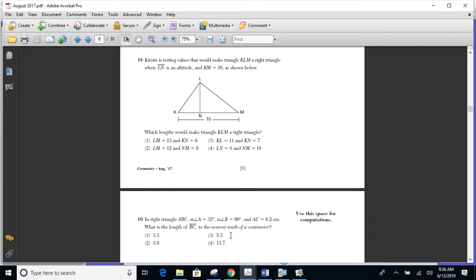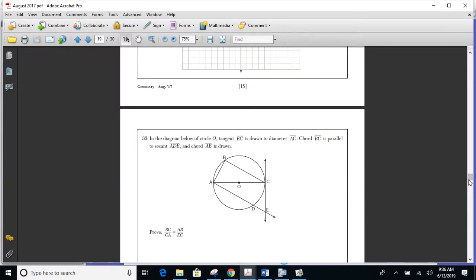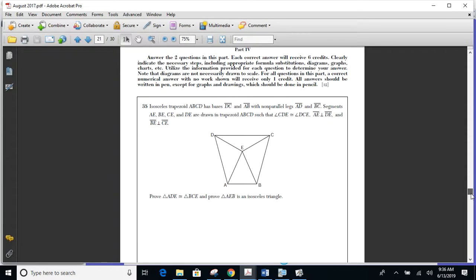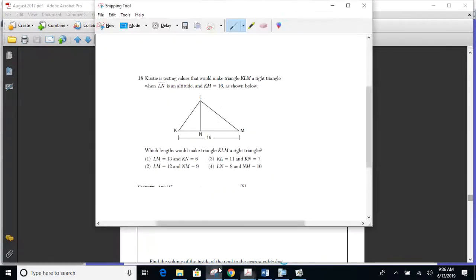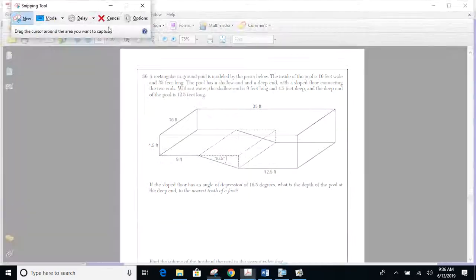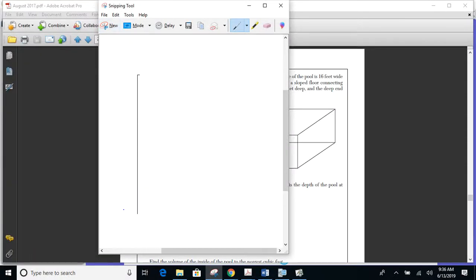Here we go. Buckle up. Right from the get-go? Nika, right from the get-go here? Actually, what am I doing? I already copied this.